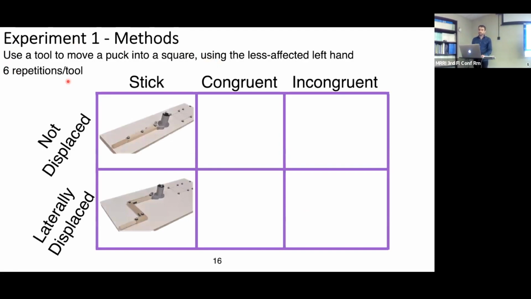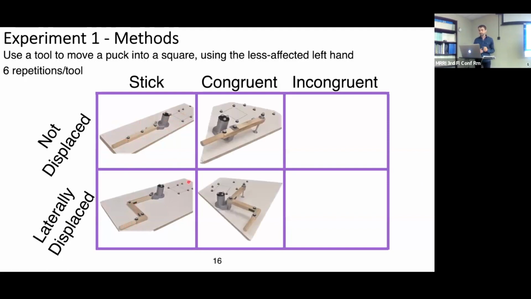And the first one was an unconstrained stick. Let me clarify the task first: to use the tool to move this puck into the square that you can see. And we have a not displaced version of the stick, and then the laterally displaced version of the stick. And then we have tools that were constrained by a pivot.